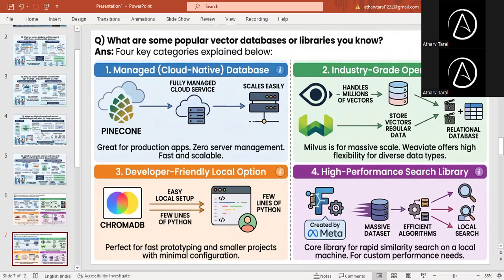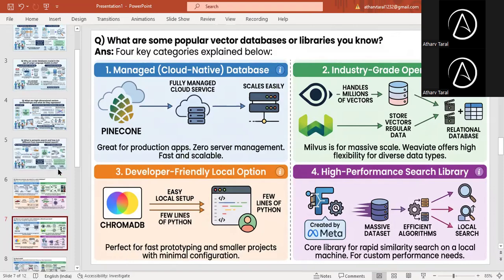Why do we use them? Depending on what we need, whether it is a simple local project or a massive enterprise application, we pick the tool that fits. Because at the end of the day, all those tools do the same core job. They help the AI find the right information by searching through vector embeddings. For my recent project, I mostly stuck with ChromaDB for local testing, but for something more serious, I would definitely look at Pinecone.